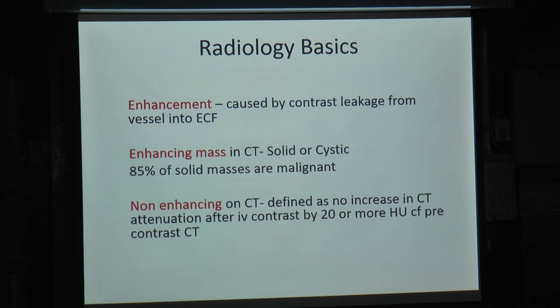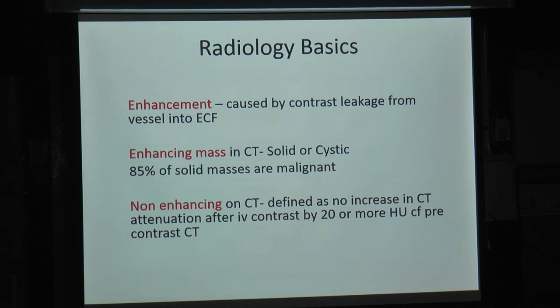So how is enhancement caused? Enhancement is caused by actually leakage of the dye around the tumor. Very small leakage. The new vessels leak contrast, and that outlines the SOL very clearly in contradistinction to the surrounding parenchyma of the kidney. So an enhancing mass which is solid, maybe cystic as well, 85% of the enhancing masses are malignant.